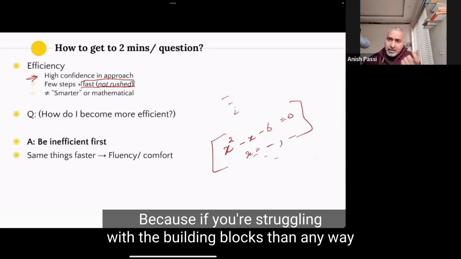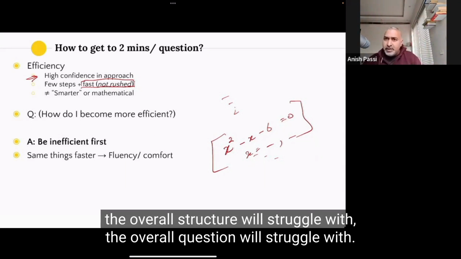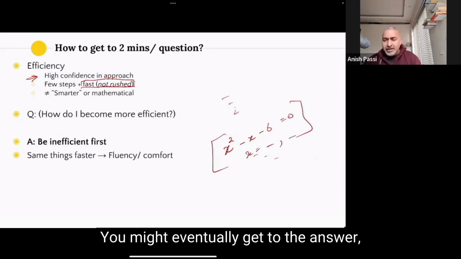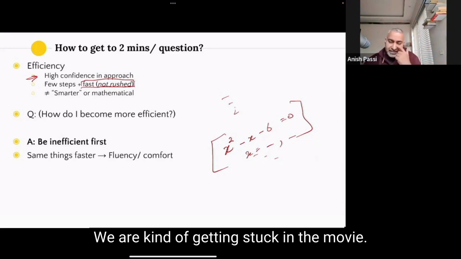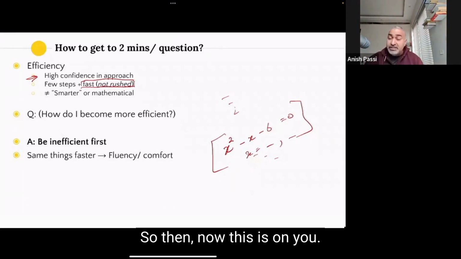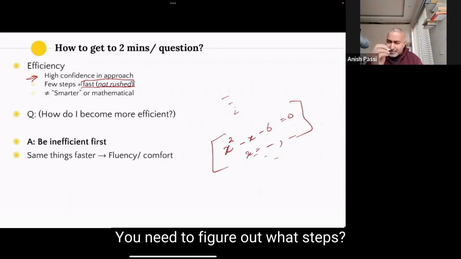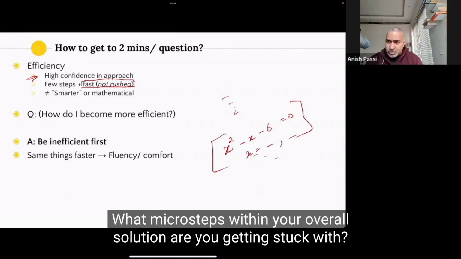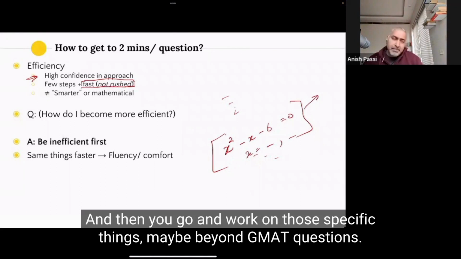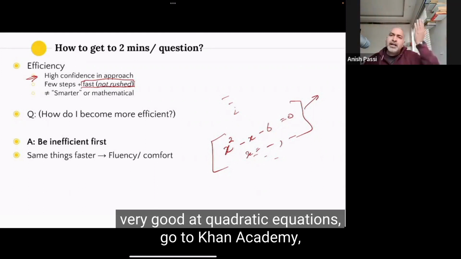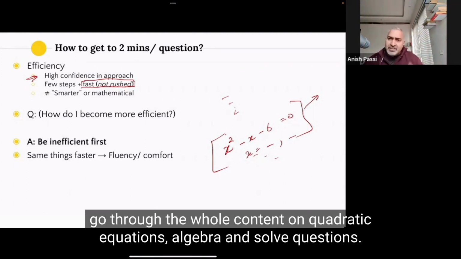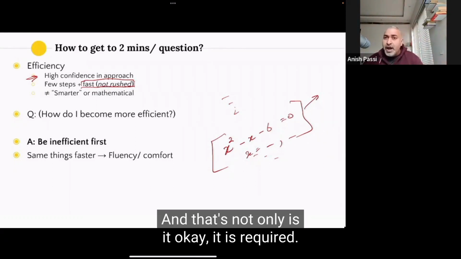Because if you're struggling with the building blocks, then the overall question will struggle. We might eventually get to the answer, but it won't be fluent. It won't be cut and done. We are kind of getting stuck in the middle. So now this is on you. You need to figure out what micro steps within your overall solution you are getting stuck with, and then work on those specific things, maybe beyond GMAT questions also. For example, if you're not very good at quadratic equations, go to Khan Academy, go through the whole content on quadratic equations and algebra, and solve questions. That's not only okay, it is required.